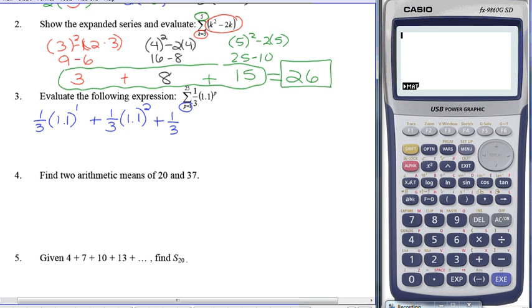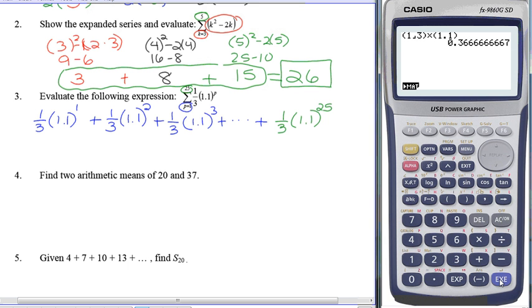Then I'd plug in a 3, and I'd now be to the third power. And I'm going to keep going until I plug in the last number on the top. So I'd be plugging in a 25, and I'd have 1/3 times 1.1 to the 25th power. Now I want to type this into my calculator to see what I get, and it will give me a decimal. I can hit my FD button right there if I want to turn it into a fraction, and I can tell my first term is 11/30ths.